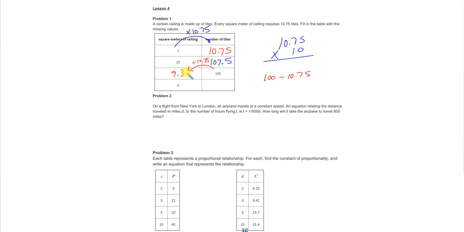And that makes sense that 10 required 107 tiles. So 9.3, which is slightly less than 10, is going to require slightly fewer tiles. Now, this is the one that usually gets some people tripped up. A, what do I do to this number to get that number? We just take A and we multiply it by our constant, so this would just be 10.75 multiplied by A, or 10.75A in expression form. And that's problem number 1.